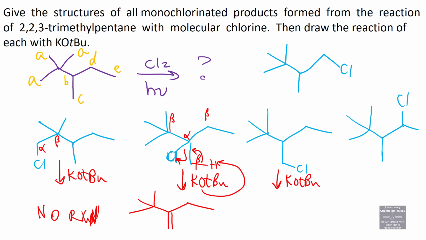KOtBu. It's a primary alkyl halide. SN2 is what my flowchart says, but it says E2 if it's a strong base. All right, let's do E2 because KOtBu's a strong base. It's pretty crowded to pluck that beta hydrogen, but maybe KOtBu could do it. So we get that guy. Oh, look, it's the same as the one right next door.